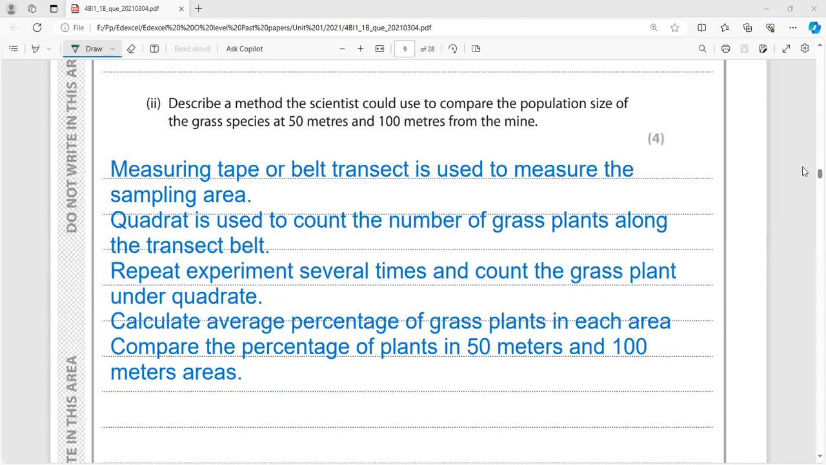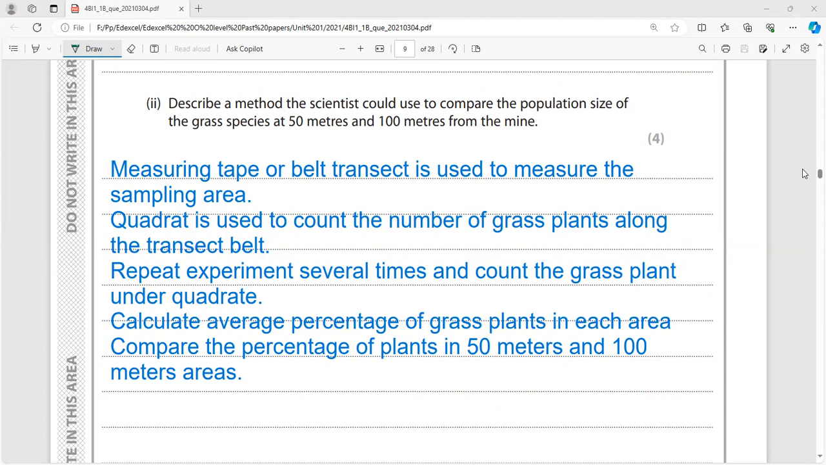So we're going to move to the next question here. Describe the method that the scientist could use to compare the population size of the grass species at 50 meters and 100 meters from the mine. So here you need to describe the measuring method.